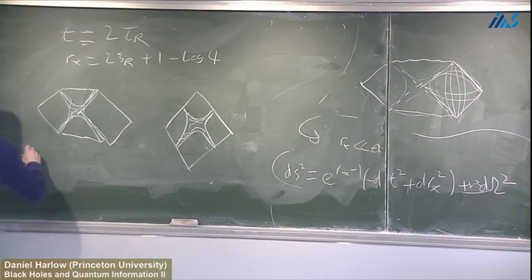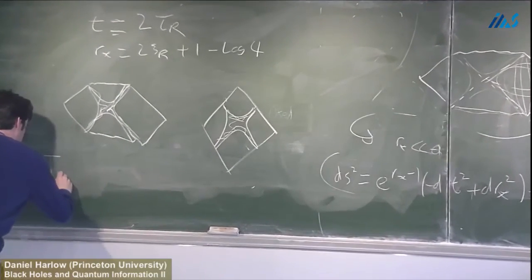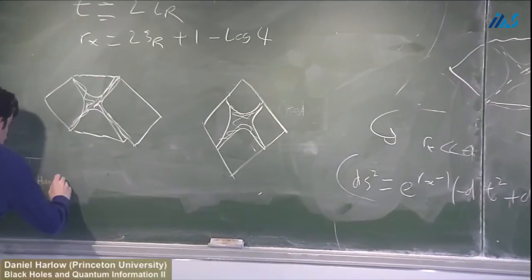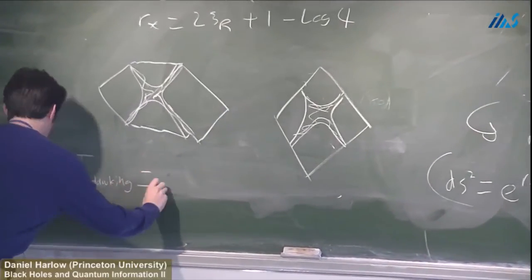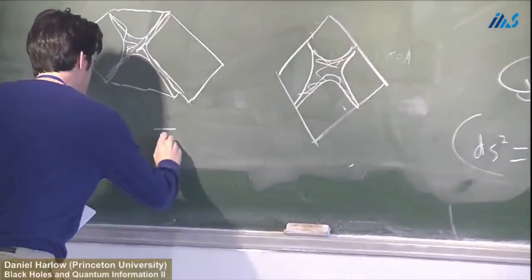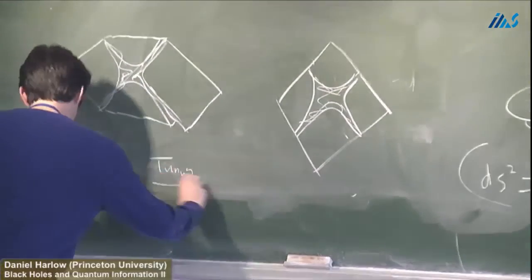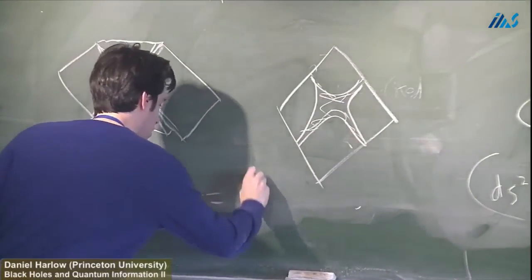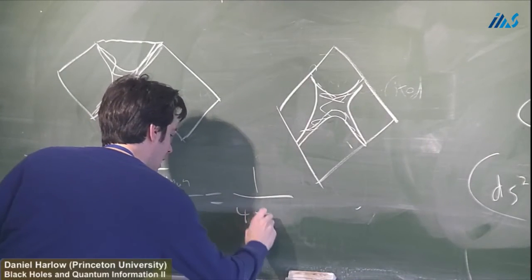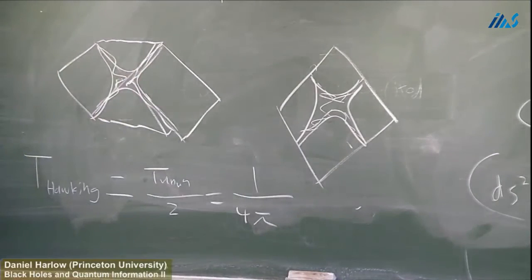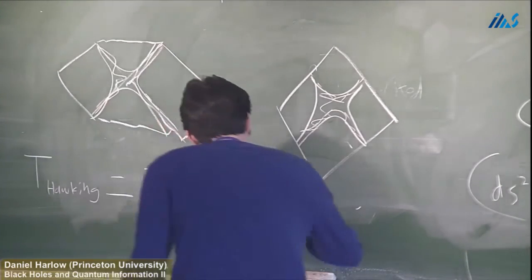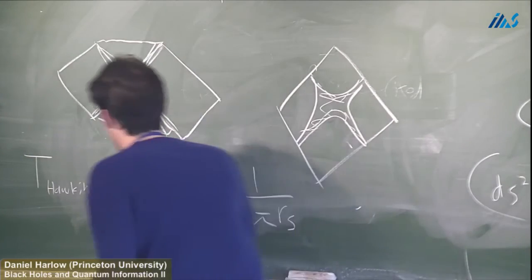Well, it means that for the black hole, we should see some temperature. But now instead of T Unruh, we're going to have T Hawking, which is T Unruh divided by 2. So now it's going to be 1 over 4 pi instead of 1 over 2 pi. And now, just to make it a little more intuitive, I'll put the Schwarzschild radius back in.